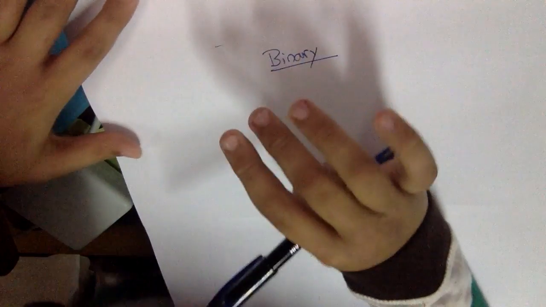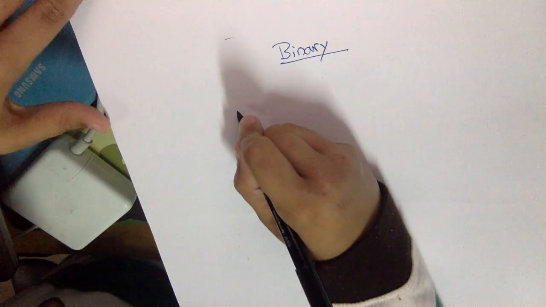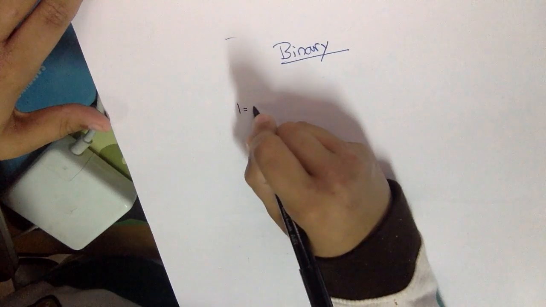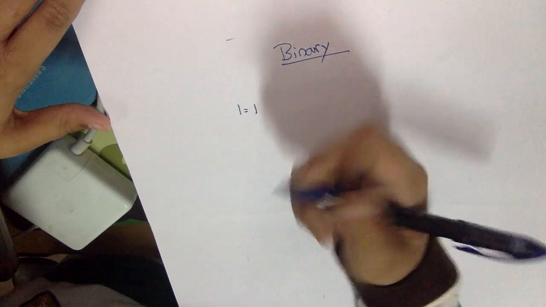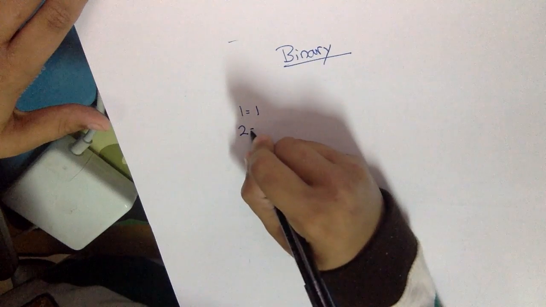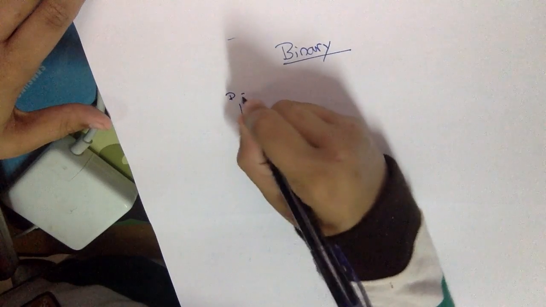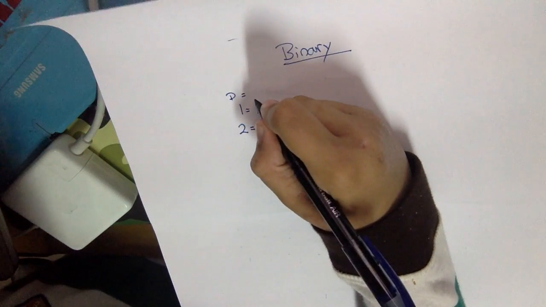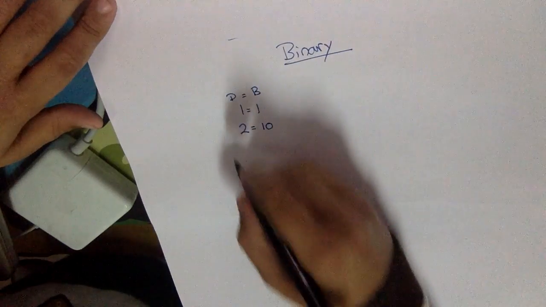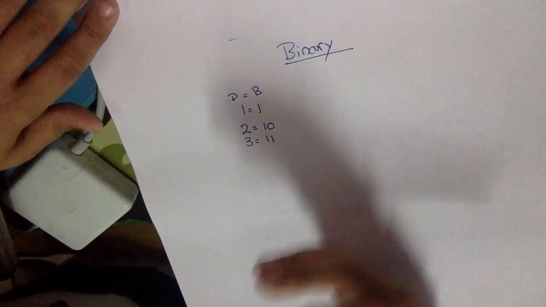Okay? I have to tell you one more quick basic step before you learn anything. So, 1 equals to 1 in binary. 2 equals to 10 in binary. So let's say this is decimal system, and well, this is the binary system. So 3 equals to 11, and so on.